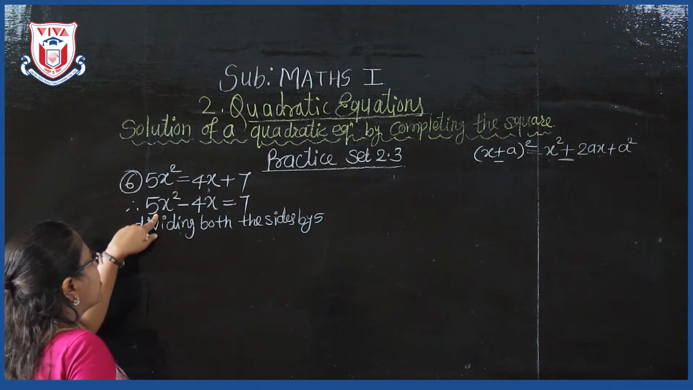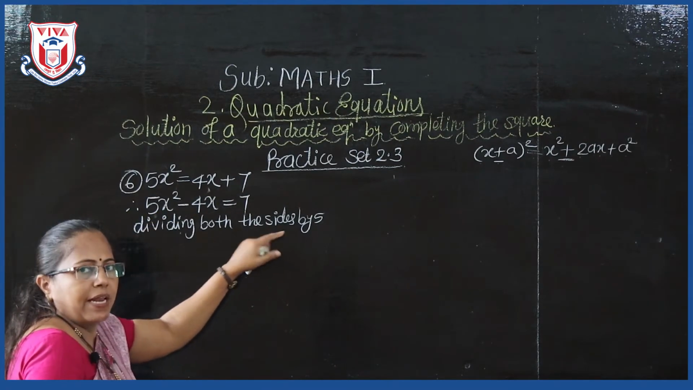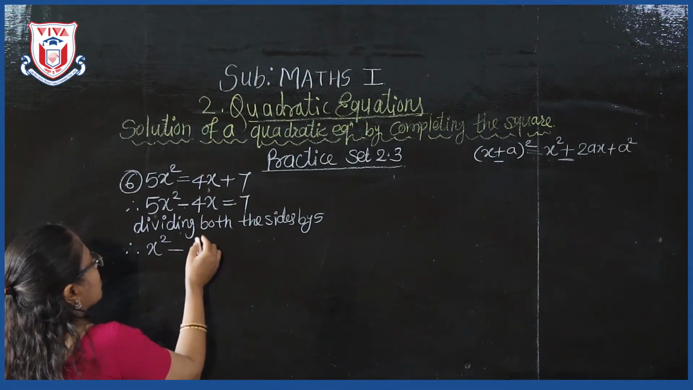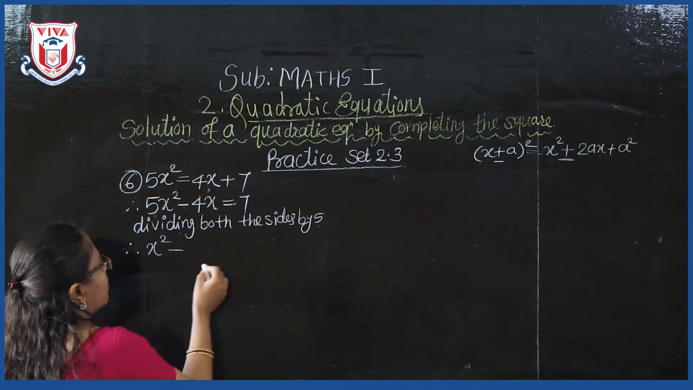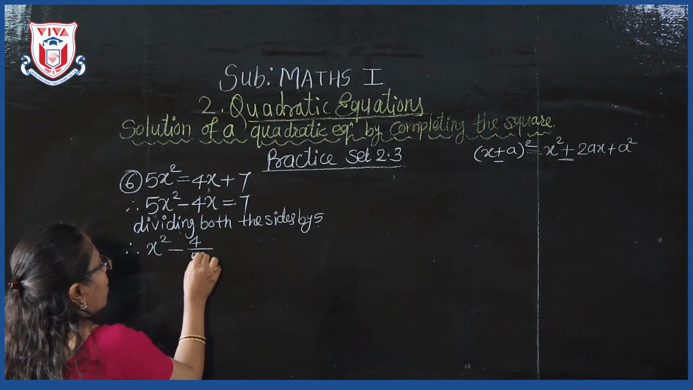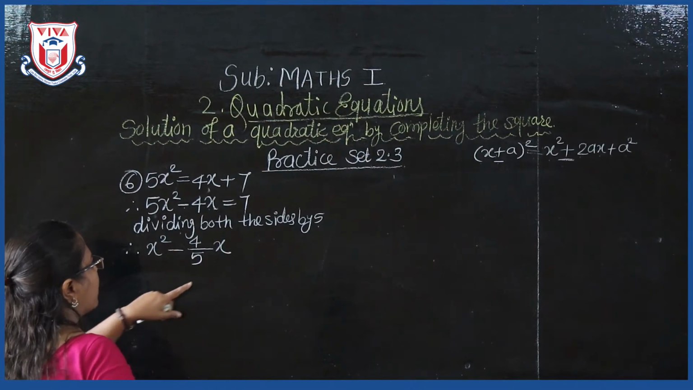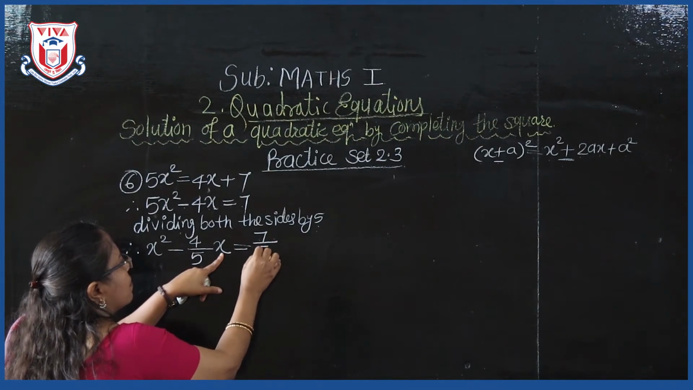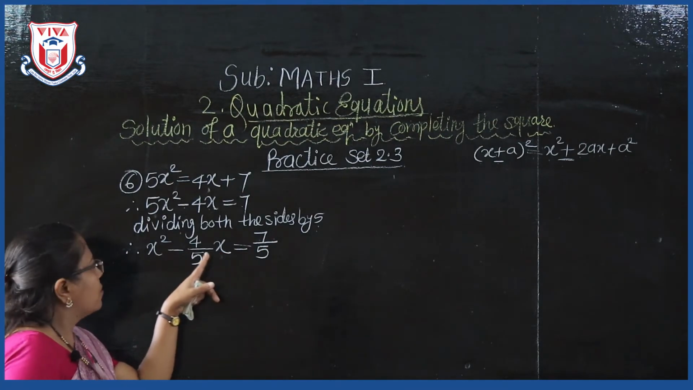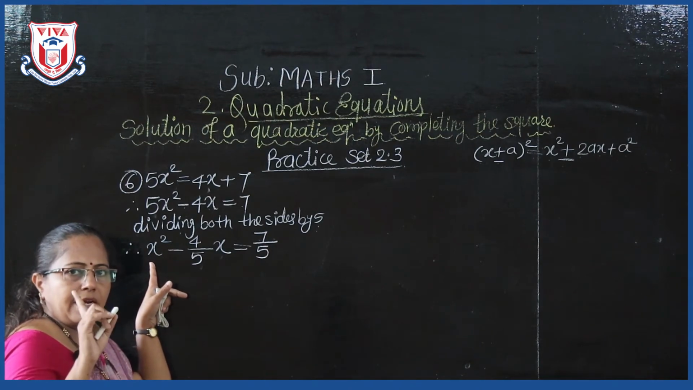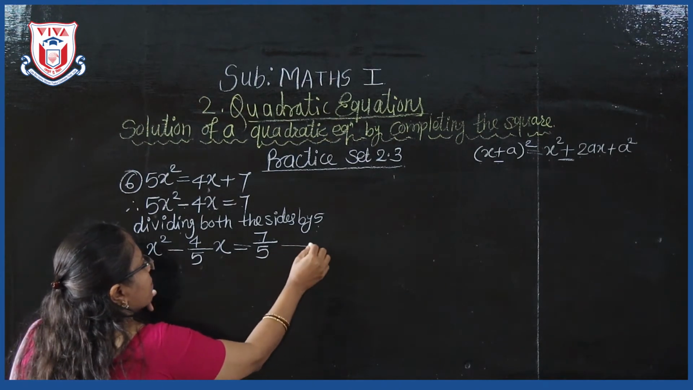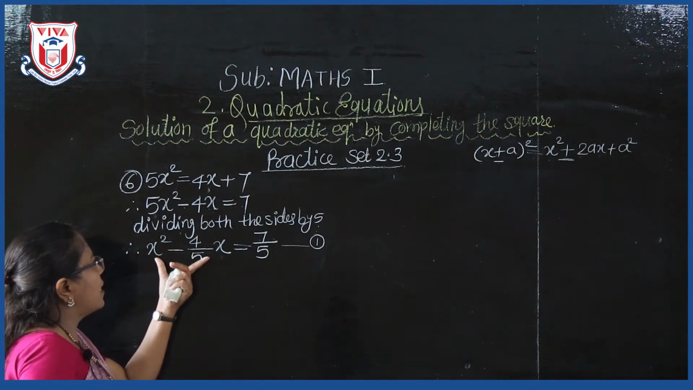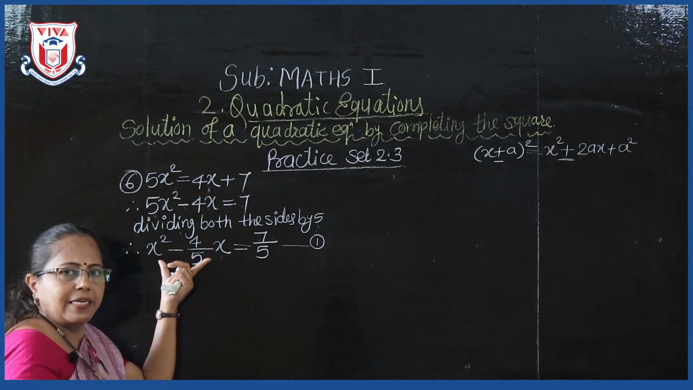So if you divide the first term 5x square by 5, we will get x square minus 4x divided by 5, we will get coefficient 4 upon 5 into x equal to 7 upon 5. Followed? So this way we got the square term coefficient 1. Now we will give this equation number 1. Now we have to convert this left hand side into a complete square.